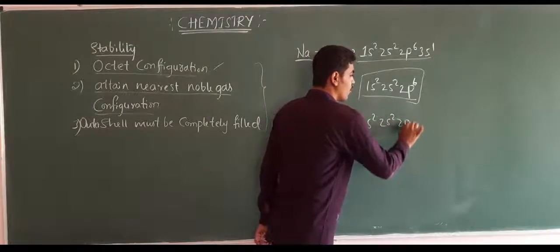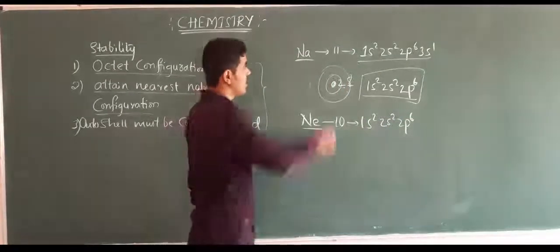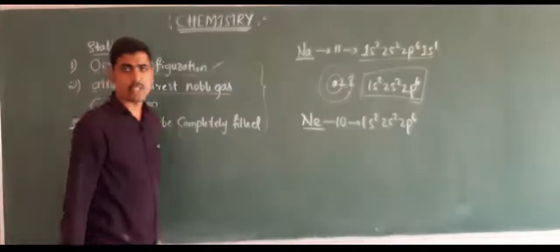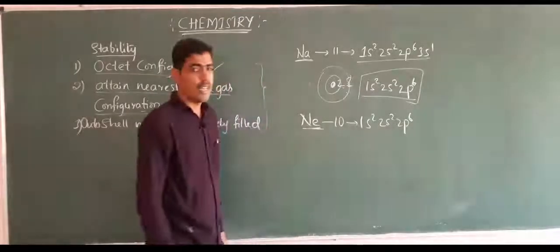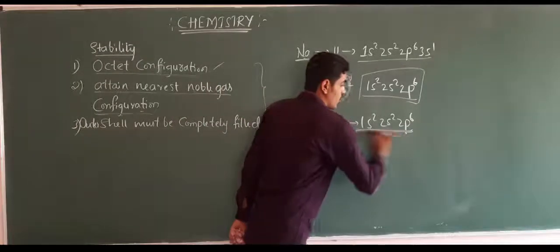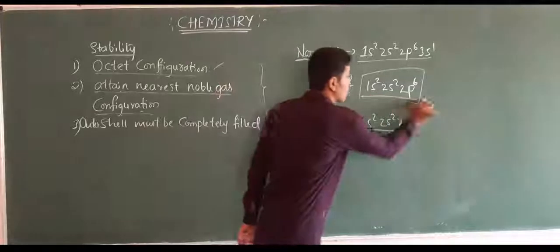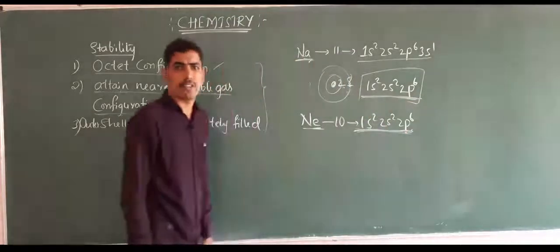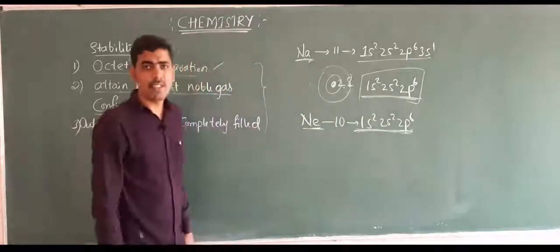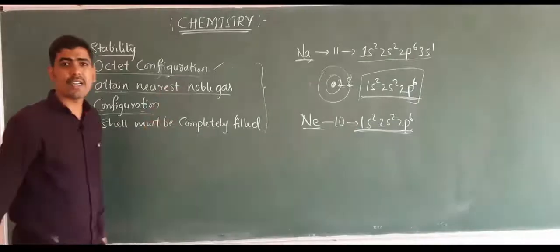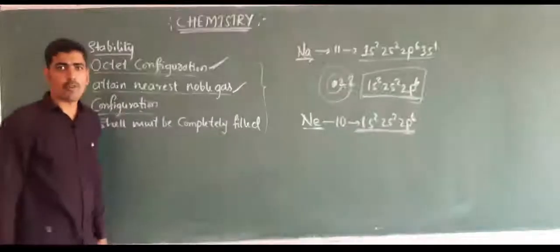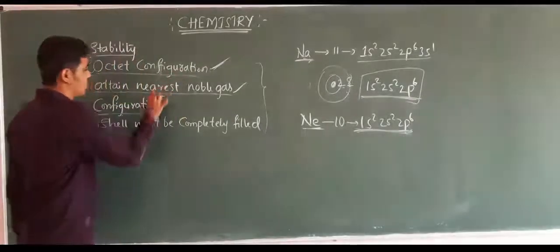1s2 2s2 2p6. And hence this sodium will attain the nearest noble gas configuration, because neon is a noble gas, and this sodium will attain the noble gas configuration. The electronic configuration of both is the same. Hence sodium will attain the nearest noble gas configuration, and hence it becomes stable. So this is how we can explain the stability of an atom by using these two conditions.